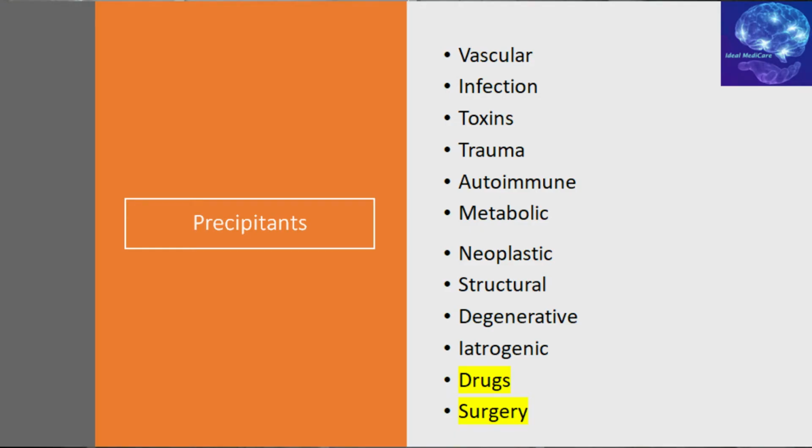So there are many precipitants, as we can see in the list. It could be a stroke or vascular insult. It could be infection like meningoencephalitis. It could be toxins, trauma recently with subdural hemorrhage, autoimmune conditions, especially Hashimoto's thyroiditis or Hashimoto's encephalopathy, metabolic causes like hyperglycemia, hypoglycemia, or electrolyte disturbance. It could be neoplastic, with a recent diagnosis of a tumor or an unknown tumor. It could be a structural problem. It could be a degenerative condition just like dementia.